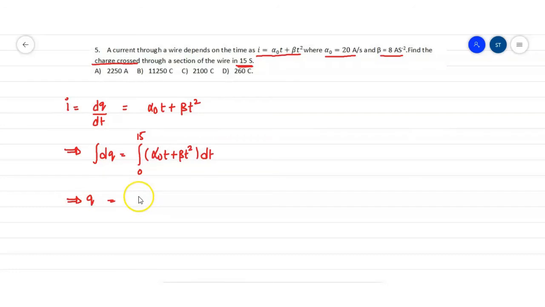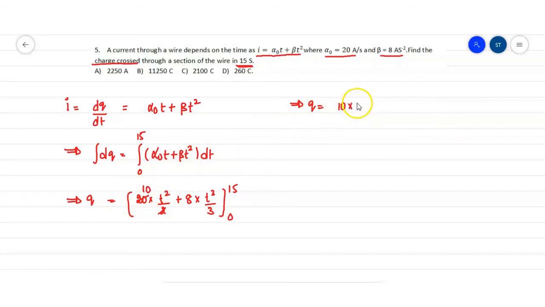This will be equal to alpha naught. I am directly substituting the value here. 20 into t square by 2 plus beta. Beta is 8. 8 into t cube by 3. This is in the form of x power n. x power n will be x power n plus 1 upon n plus 1. So here the lower limit is 0 and the upper limit is 15. So here we can write q will be equal to, you can cancel out this here, 10.